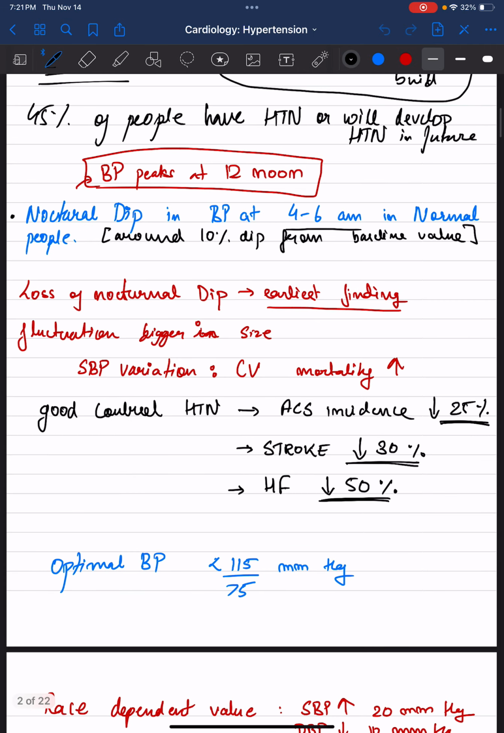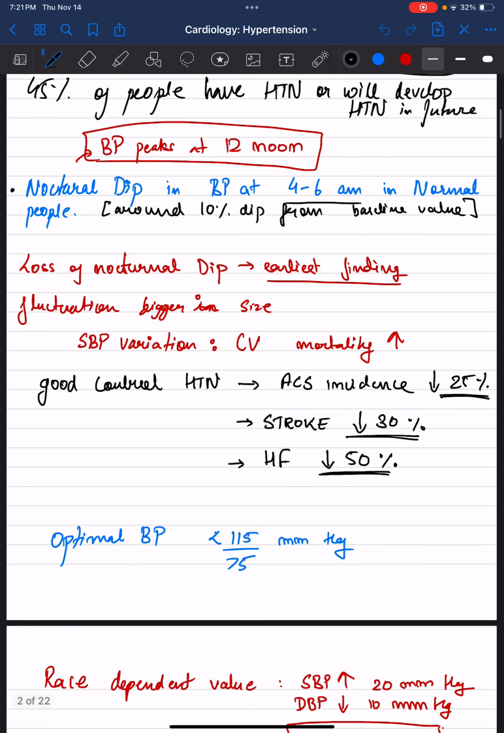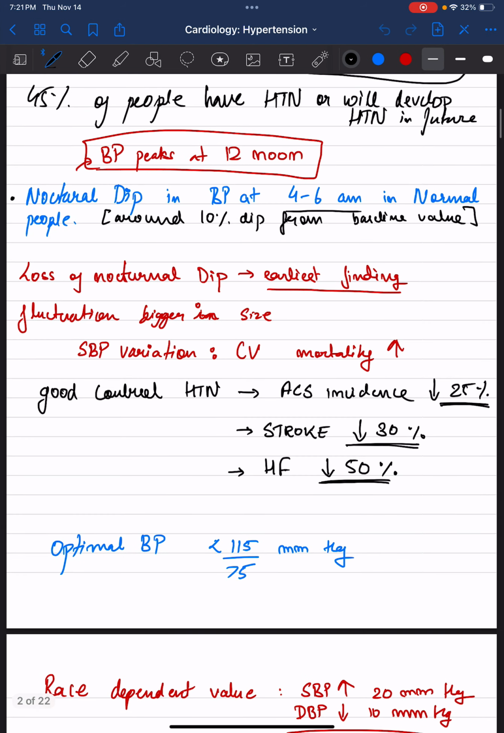In BP there is a nocturnal dip. The dip is between 4 to 6 a.m., and that dip is always present in all normal people, and the dip will be around 10% of the baseline value. So if the baseline value is 120, the BP will drop by at least 12 millimeters of mercury. So in normal people there is a nocturnal dip between 4 to 6 a.m., and the BP of the person will peak at around 12 noon.